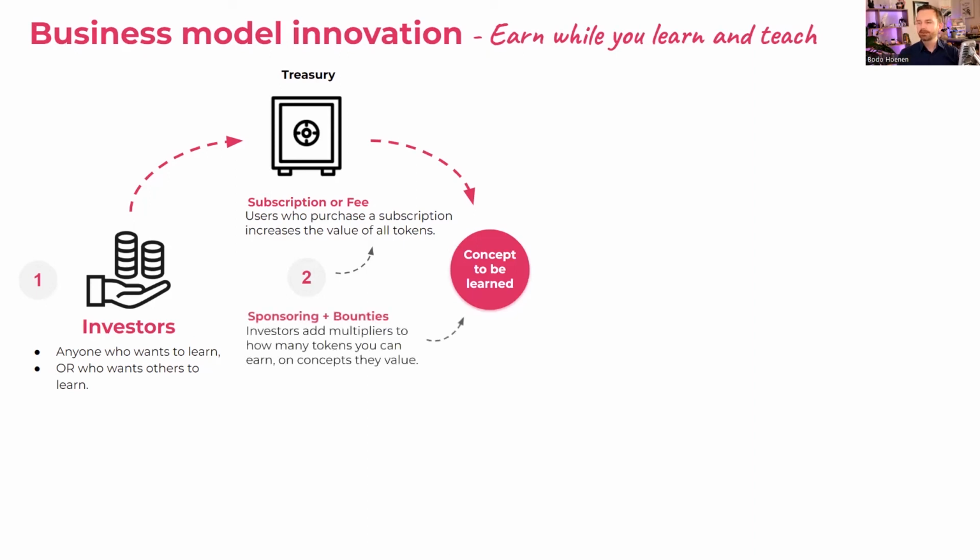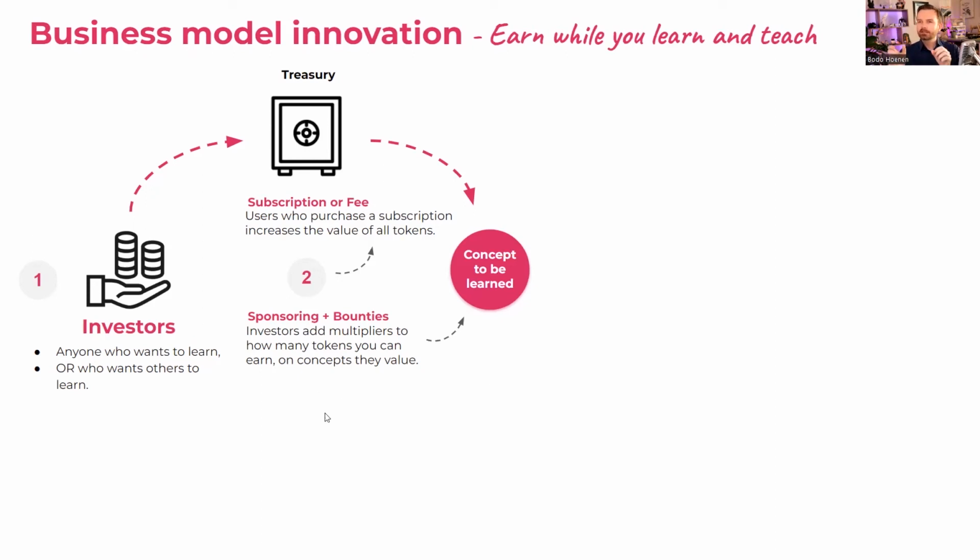So a second type of investor is someone who wants others to learn. So imagine a parent who wants their child to learn, a company who wants their employees to learn, or a Web3 company who desperately needs new engineers to learn their technology, or a government who wants their citizens to learn, or a nonprofit who wants, let's say, girls in Afghanistan to learn literacy and numeracy. All of these can be regarded as investors. Investors are able to sponsor concepts that they think are most valuable for people to learn. And what this does is it adds a multiplier to how many tokens you can earn when you learn this particular concept.